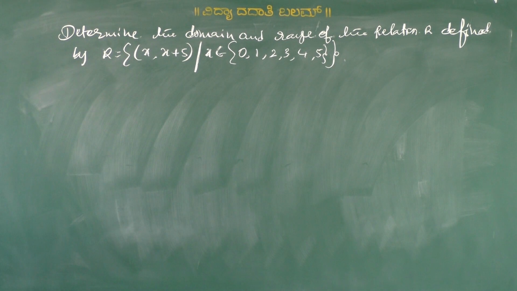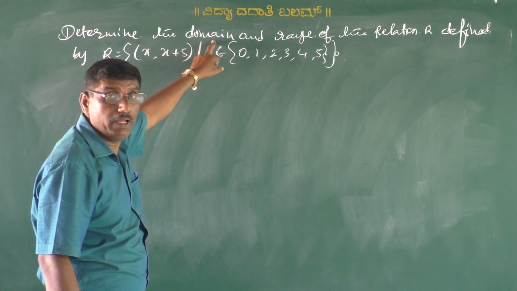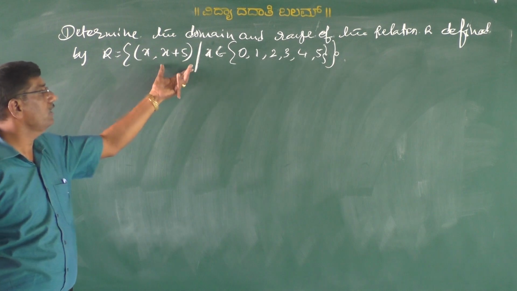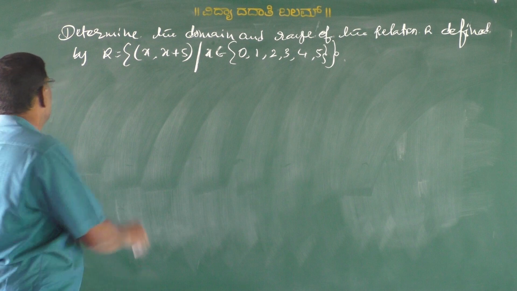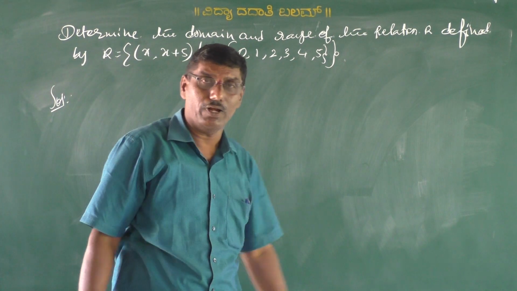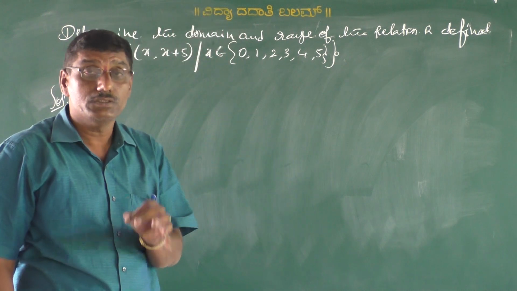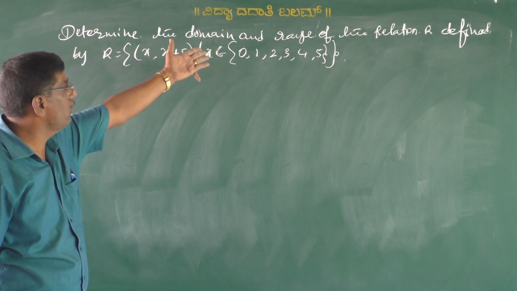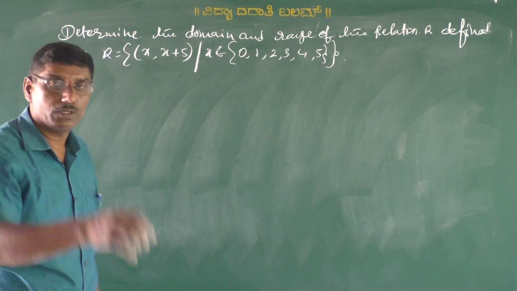By using this relation, we have to determine the domain and range. This is the given relation which is in the form of set builder form. Now, solution. First we have to write the relation in roster form. Without roster form, it is not possible to write what we want, domain and range. For that, first we have to write in roster form.